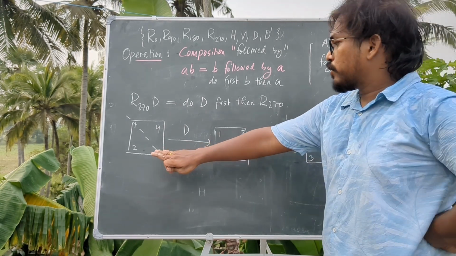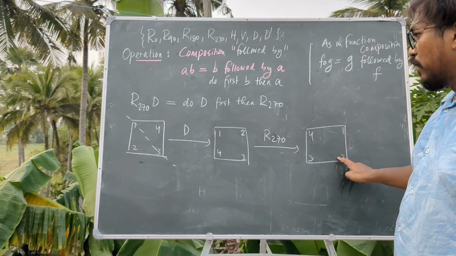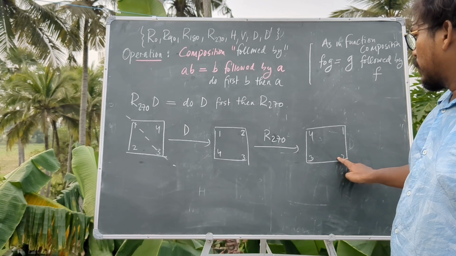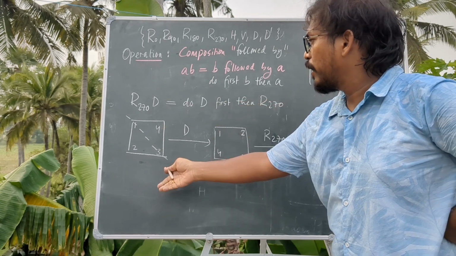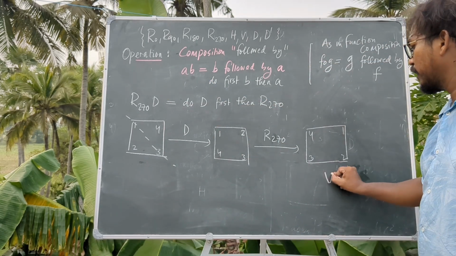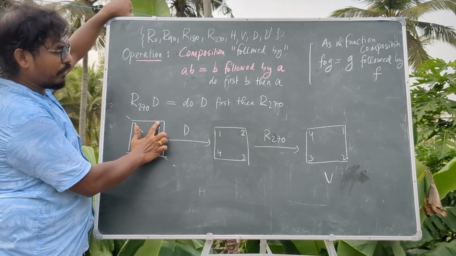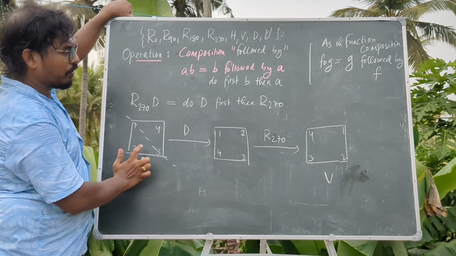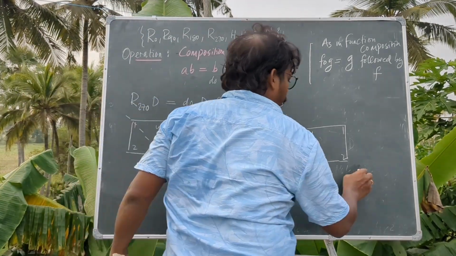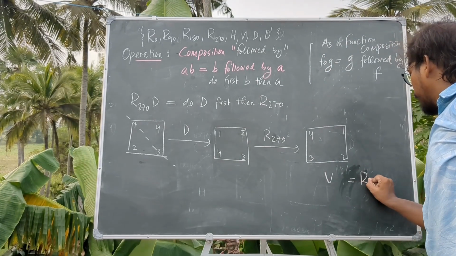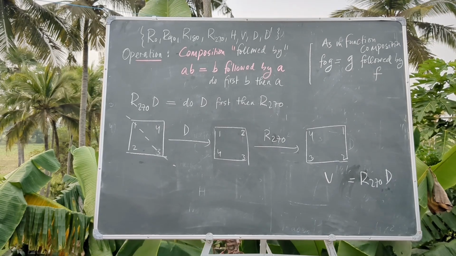This is our original square. 1 and 2 here, and we have 4 and 3 here. So this is like doing vertical flip, isn't it? If we do vertical flip to this original square, we will get 1 here, 2 here, and 4 here, and 3 here. This is the same as that one. So this is R270 operated with the element D.